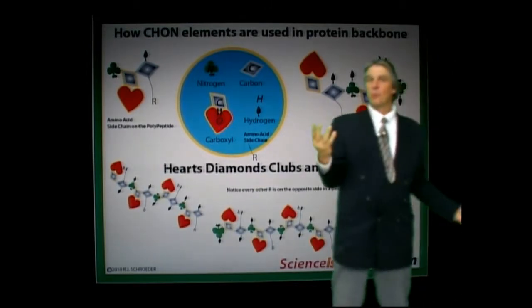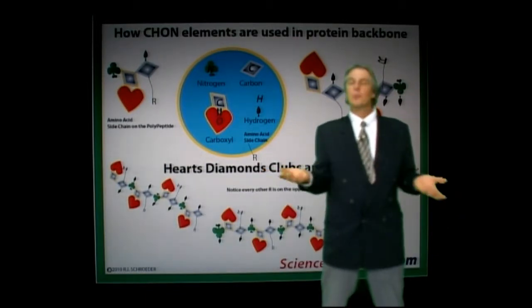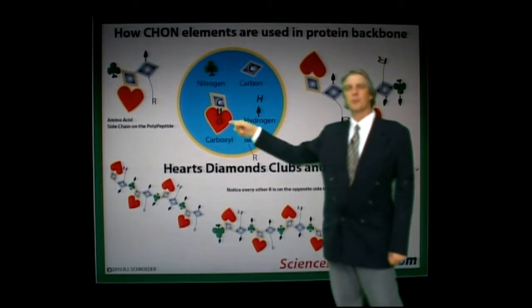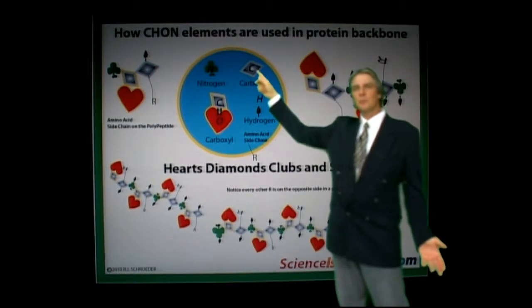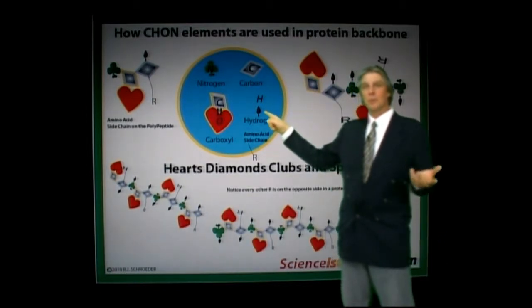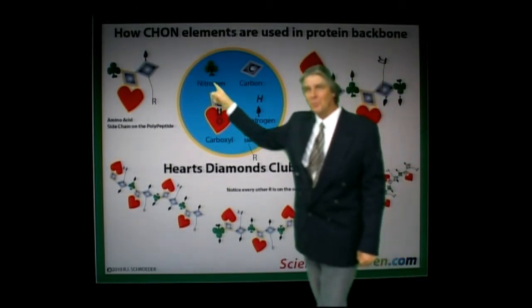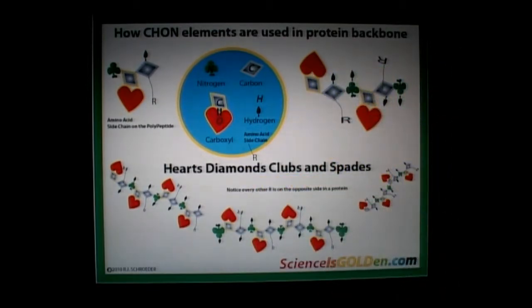So the 4 main elements that make a protein backbone are the 4 suits of your cards. So if you like playing cards, you got hearts, which is a double bonded oxygen. You got the carbon for diamonds, that's the 4 bonds. The 1 for the spade is 1 hydrogen, so single bond there, and the 3 bonds for the nitrogen. So think of that. See how the clubs, hearts, diamonds, and spades.